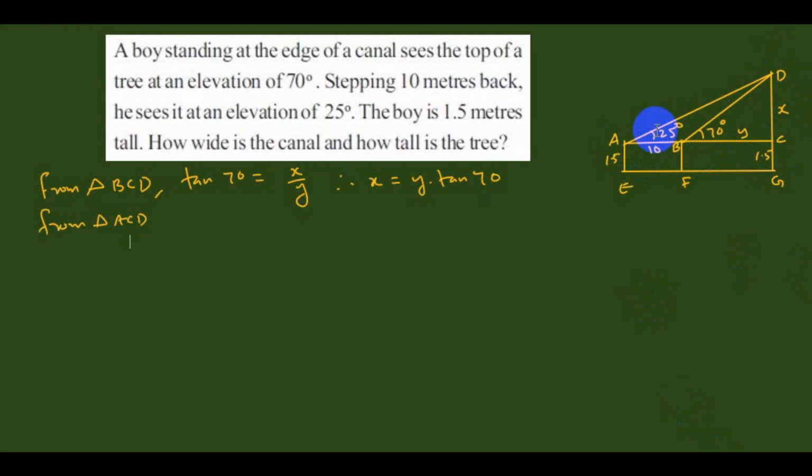അങ്ങനെ പറയുകയാണെന്നുണ്ടെങ്കിൽ C the angle 25 degrees, its opposite side is that x, its adjacent side is AC, this much length. How much is that length? It is y plus this 10, y plus 10, and so tan 25 is equal to x divided by y plus 10, and so x is equal to (y plus 10) should be given in bracket into tan 25.